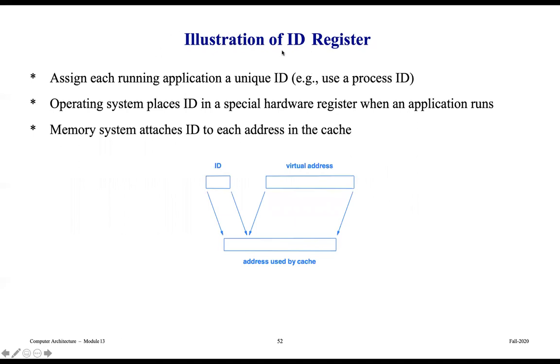Here's an illustration of an ID register. It assigns each running application a unique ID that is a process ID. And the operating system places the ID in a special hardware register when the application runs. The memory system attaches the ID to each address in the cache. So all of that is associated with a process ID.